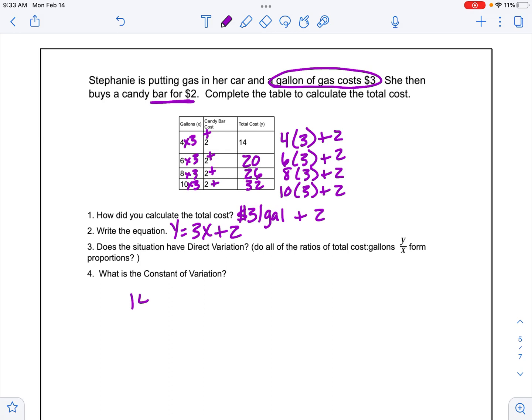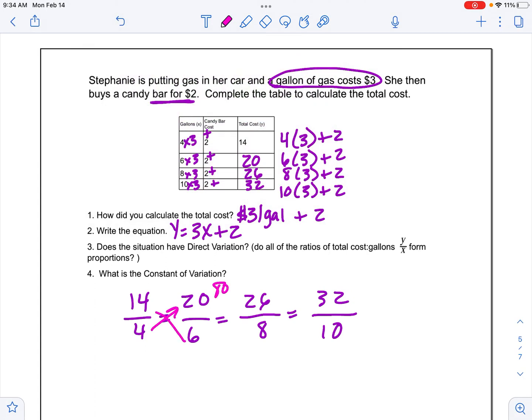So let's look. If I have 14 over 4, I have 20 over 6, I have 26 over 8, and then I have 32 over 10. So if I want to do that cross multiplication just to see what's happening, this is 80, this is 84. They do not have direct variation. Since they do not, there is no constant of variation, because nothing times 4 gives me 14, and then I can use that same number for each one of them. So that does not have constant of variation.